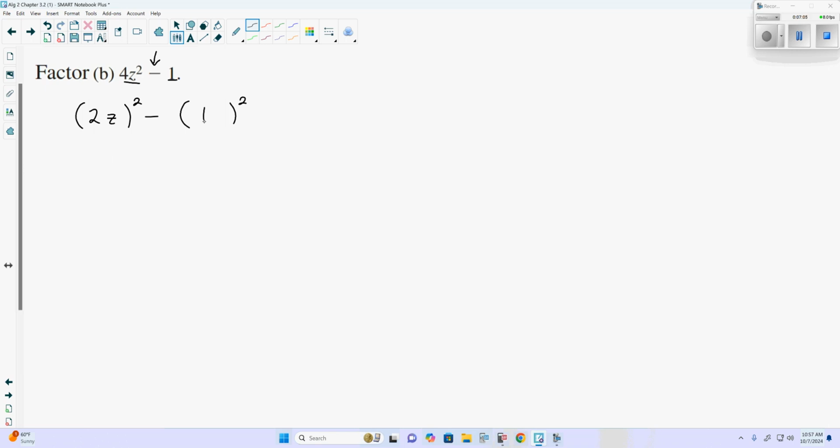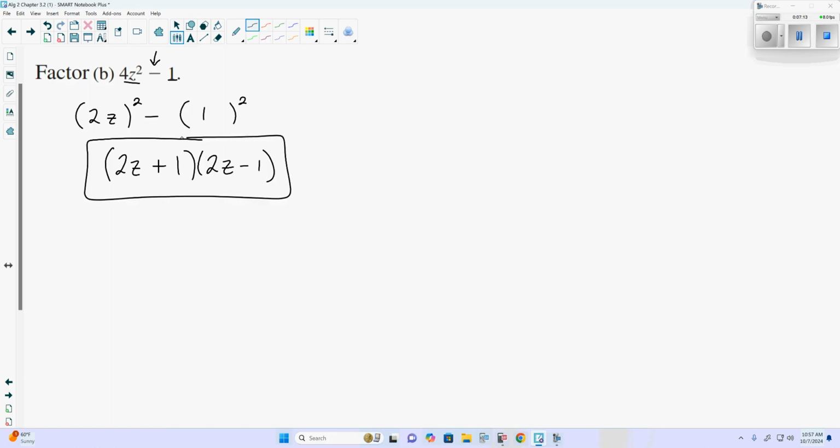So this here would factor to what? 2z minus 1 times 2z plus 1. We could put it in either order. Still the same thing. Questions on this here? These end up being some of our favorite factors, because they work out so nicely. We ready for the next one?